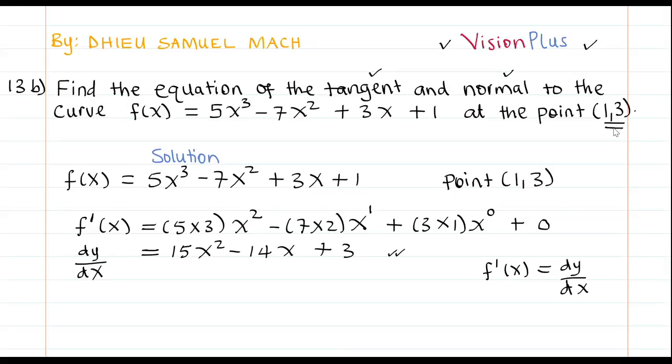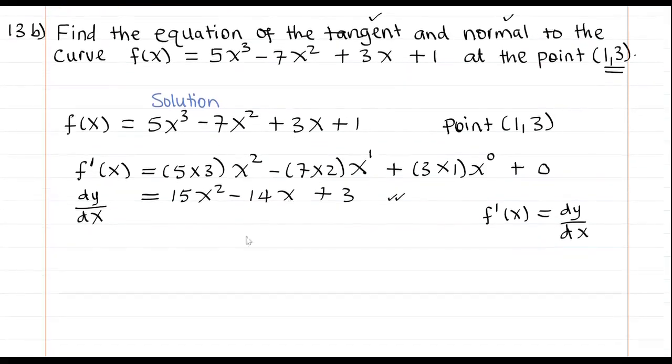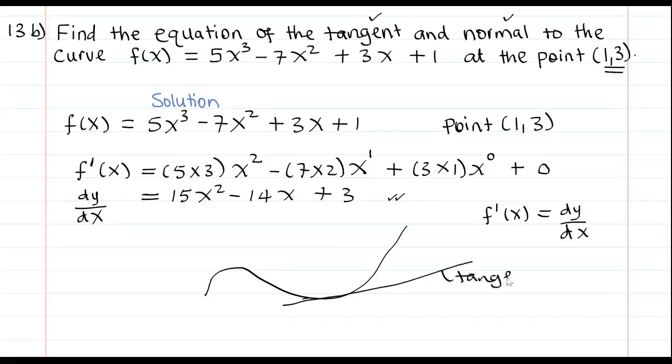This point (1, 3) is on the curve, and to sketch it quickly, assuming this is our curve, it can be in any manner, this is not accurate, and then the tangent touches the curve at one point like this, at one point like that. Use a ruler, I'm struggling to draw because I'm using freehand. This is the tangent, and then the normal to the curve is perpendicular to the tangent, something like that.